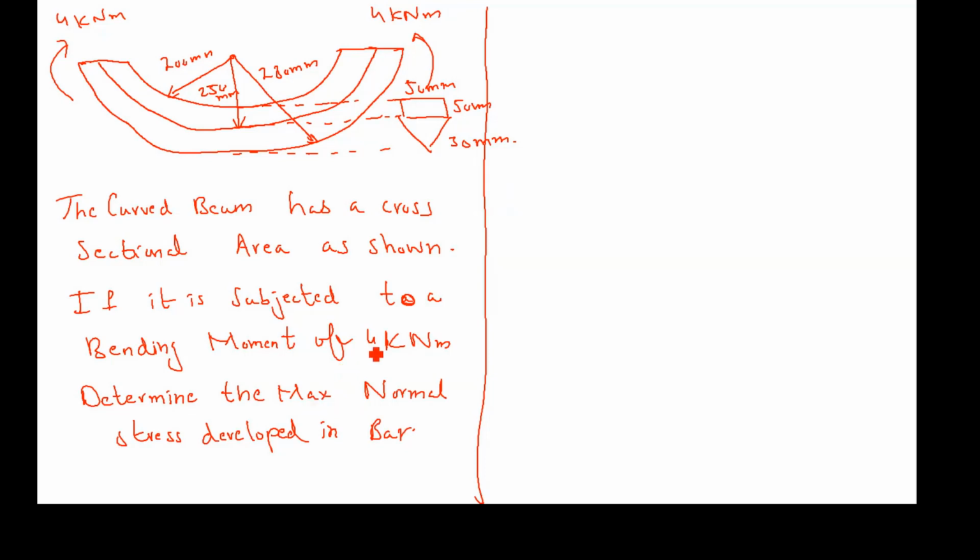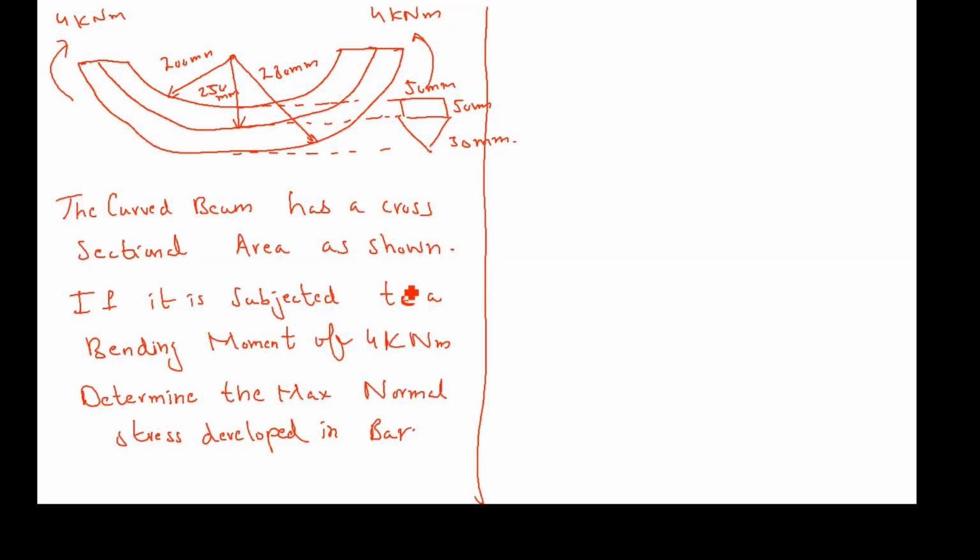So this curved beam has a cross section. The cross section has been shown here in the figure. The radius, the cross-section values, and the moment that is being applied are shown. So it is subjected to a bending moment of 4 kilonewton meter. So we have to determine the normal stress that is being developed in the bar.